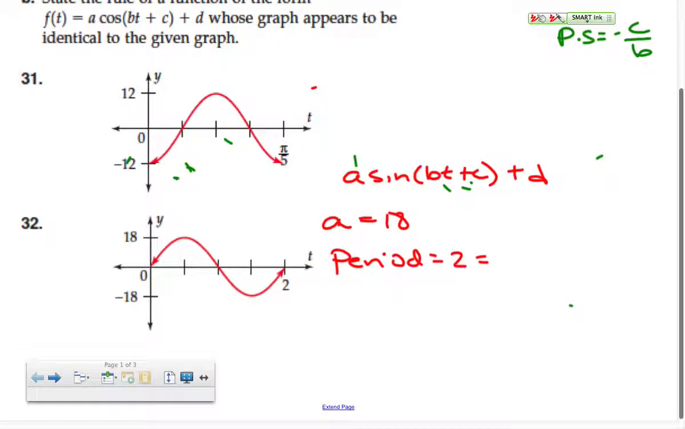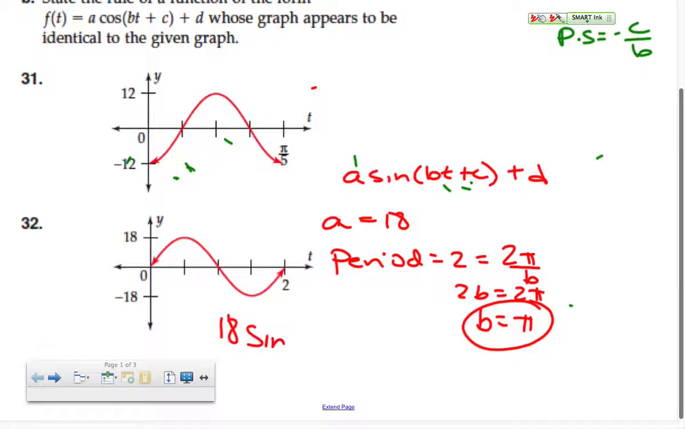So 2 equals 2 pi over B. So 2B equals 2 pi. So B equals pi. All right, so I have my A and I have my B. As far as phase shifting goes, there is no phase shifting. For the sine function, it has not shifted at all. It's starting and ending in the same place. So my answer for this one is going to be 18 sine pi t. And then obviously it's not shifted up or down. So this is my sine function.